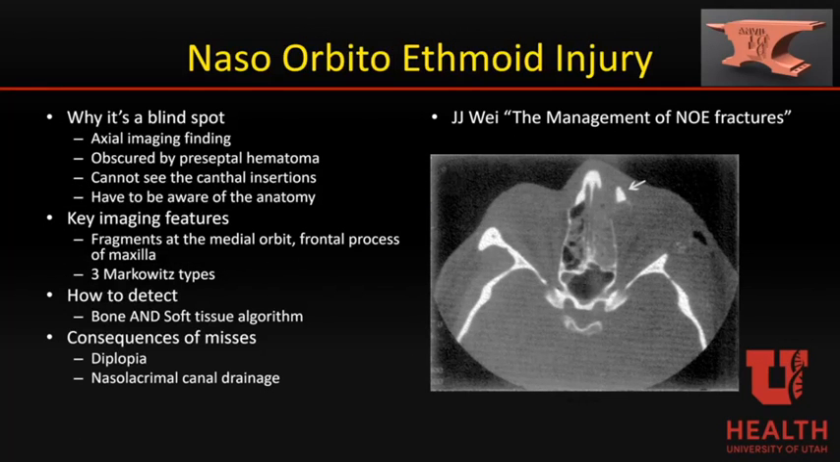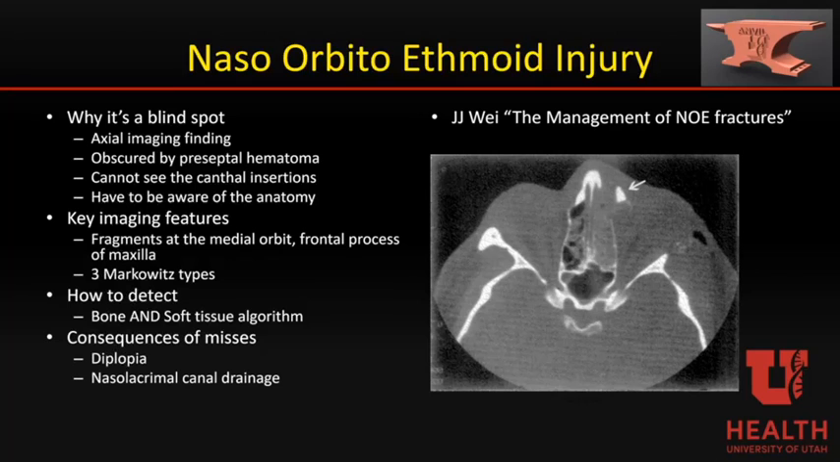The next orbital scotoma in imaging I'd like to address is naso-orbital ethmoid injury. So why is it a blind spot? Well, it's frequently something that we only can see well in axial imaging. It's often obscured by preseptal hematoma. The soft tissues of the canthal insertions we cannot perceive, so you have to really be aware of the anatomy. So the key imaging findings are fragmentation at the medial orbit and at the frontal process of the maxilla. And I like to use both the bone and the soft tissue algorithm to find these. The consequences are diplopia or nasolacrimal canal drainage issues.